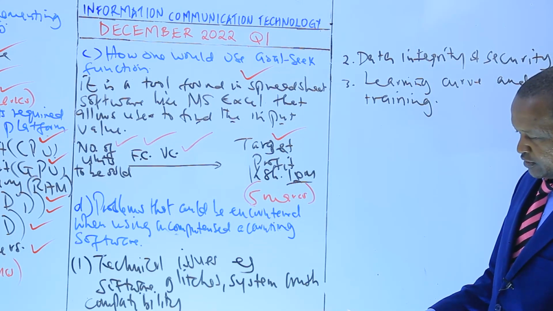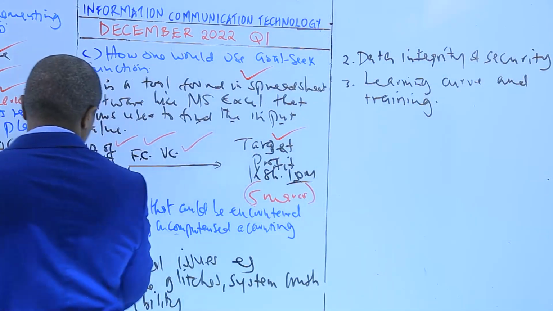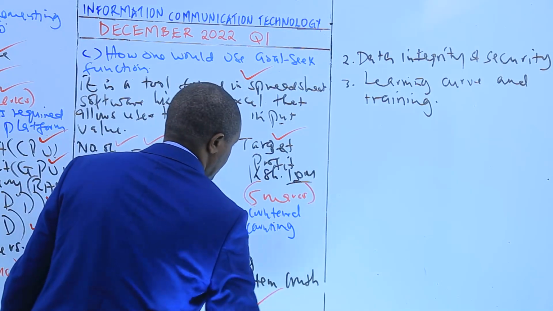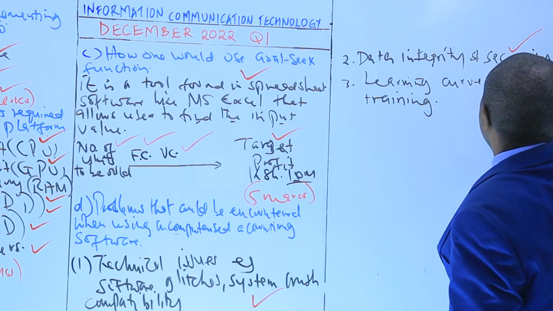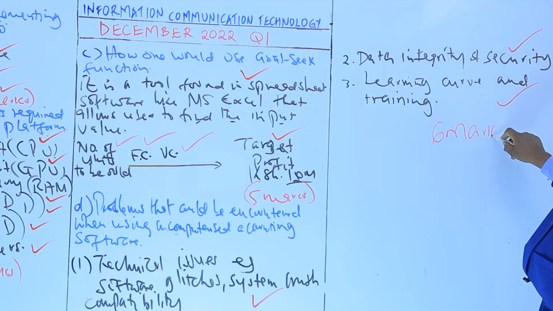So these are 3 problems, 2 marks each, 6 marks total.